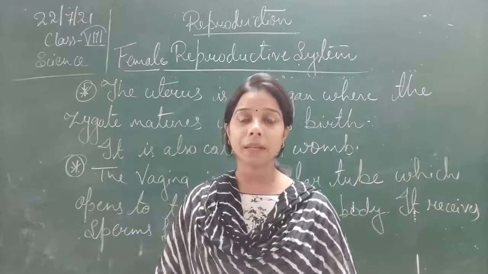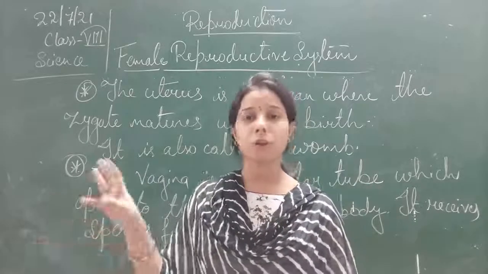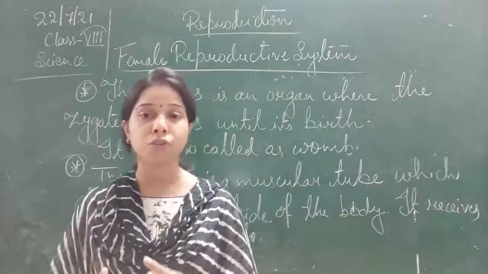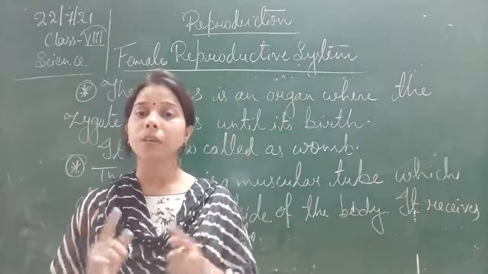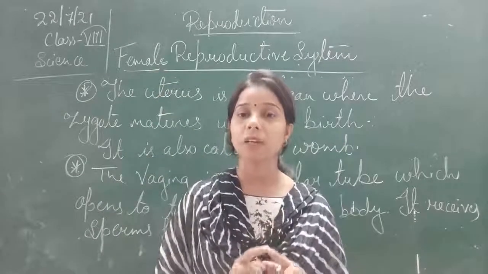The fallopian tube is the place where the ovum stays until the process of fertilization takes place. Fertilization means the fusion of the male and the female gamete, and it takes place in the fallopian tube, in the oviduct only.